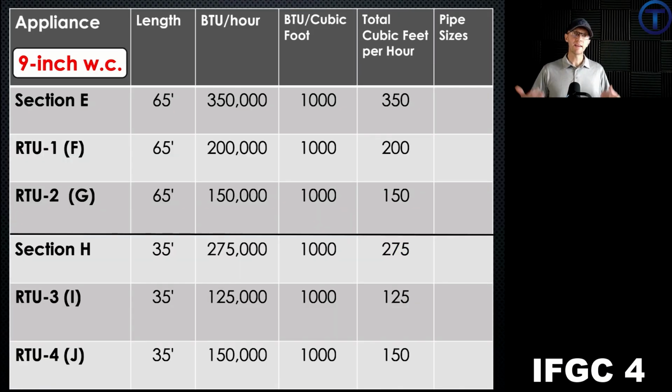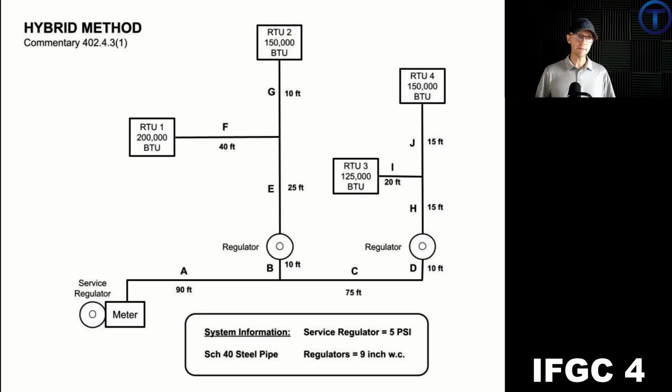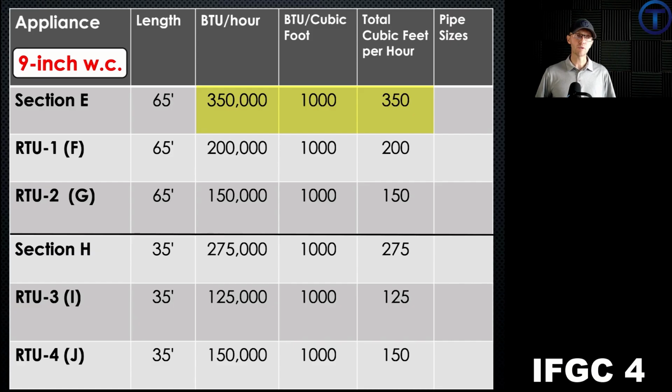Here we have another table. This is for the sections of the system that are at 9-inch water column for the pressure. We divided that into the 2 branches, E, F, and G, and H, I, and J. Remember, these have different developed lengths. We figured that out. But now we have listed out our BTUs per hour. If we look at E, F, and G, section E is carrying both rooftop unit 1 and 2 for a total of 350,000 BTUs. We divide by our BTU per cubic foot and get 350 cubic feet per hour.